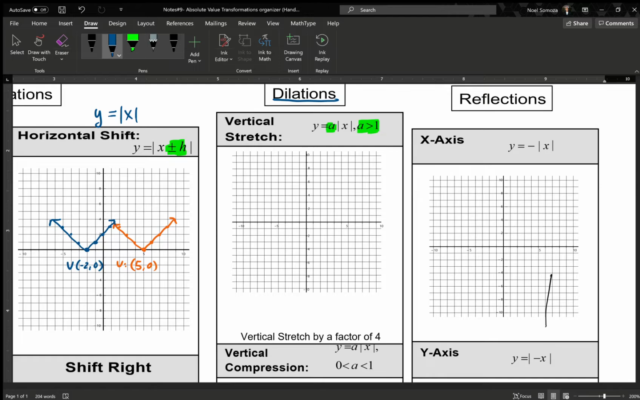It's real simple to write. First, start with y equals. Instead of a, you're going to write the number. In this case, it's a factor of 4. So I'm going to put 4 and then multiply that times absolute value of x. That's a simple way to write it. What changes here is it doesn't shift left or right. Instead, it stays put. We haven't changed the vertex, so it still starts here at 0, 0.